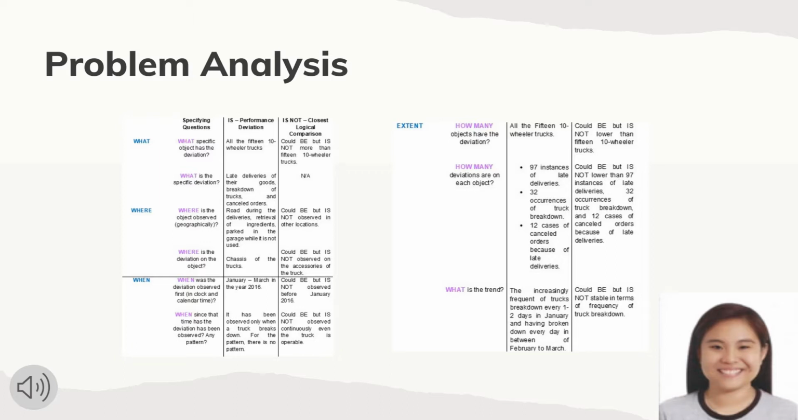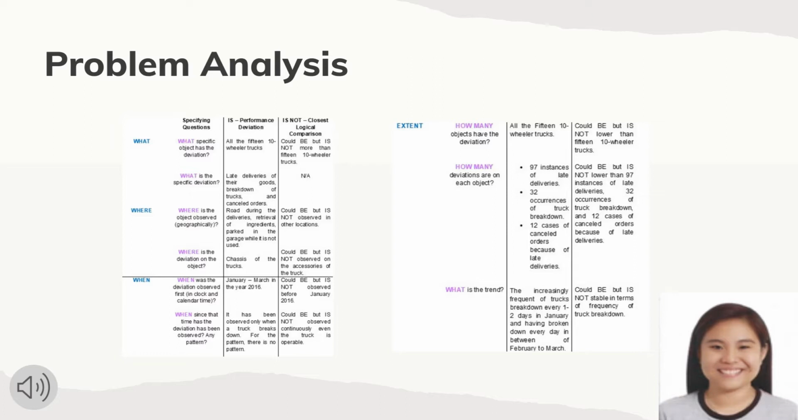For the IS performance deviation: all the 15 10-wheeler trucks, late deliveries of their goods, breakdown of trucks, and canceled orders. For the IS NOT closest logical comparison: could be but is not more than 15 10-wheeler trucks, and no logical comparison. For the where, where is the object observed? Where is the deviation of the object? On the road during the deliveries, retrieval of ingredients, and parked in the garage while not in use. Cases of the trucks. Could be but is not observed in other locations. Could be but is not observed on the accessories of the truck.